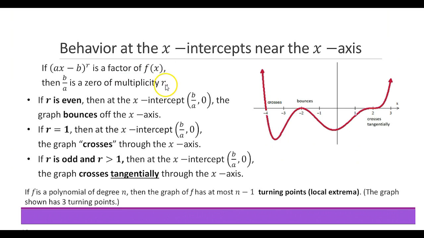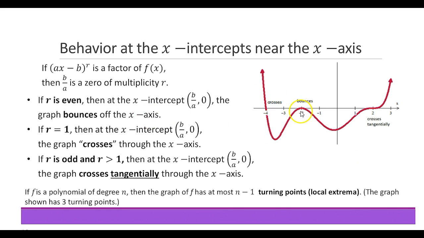Now, depending on r, different things will happen at that x-intercept. So b over a will be a 0, or an x-intercept, and on the graph, depending on the multiplicity, different things will happen. So if r is even, so if the exponent, the power of the factor, is even, then at the x-intercept, b over a, 0, the graph bounces off of the x-axis.